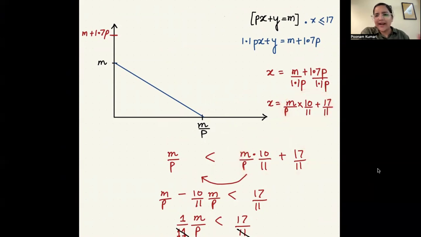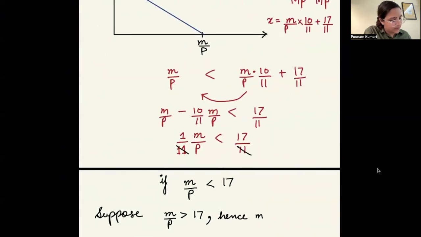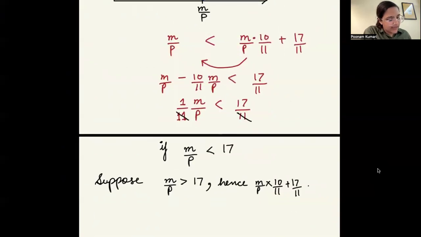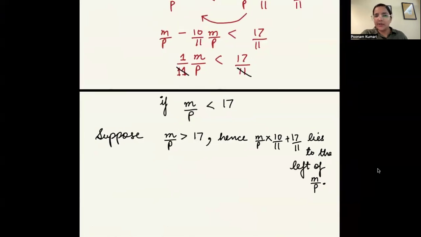Right now we are not sure what is happening, but suppose M by P is greater than 17. Hence, M by P times 10 by 11 plus 17 by 11 lies to the left of M by P. Is that all right? This is just one assumption that we are making, because otherwise we are stuck. We will not be able to proceed unless we have some numerical data, right? So far, so good.